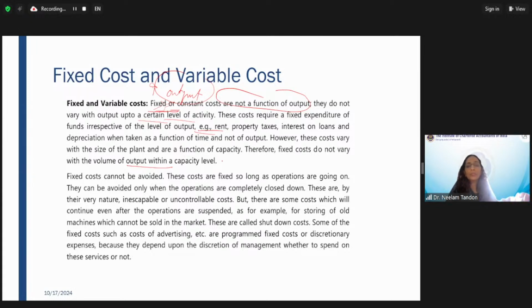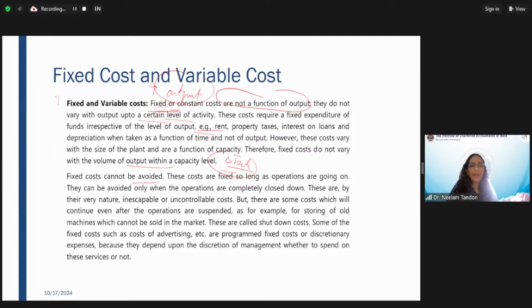अगर आप technology बदल देंगे, if you go for changing the technology, then in that case, this will change. Okay, so new technology, then you have to go for buying this technology. That means you incur more cost. Okay, so fixed cost cannot be avoided.